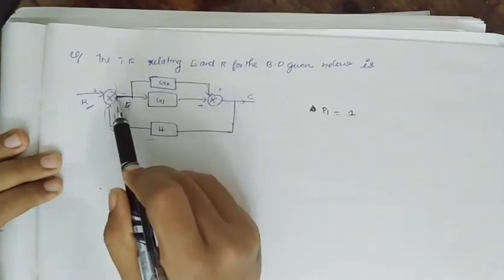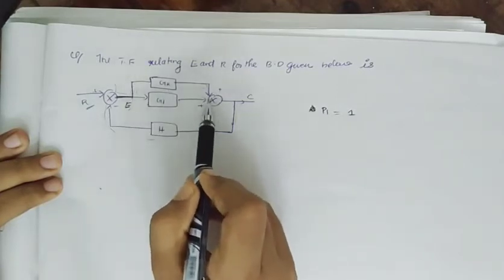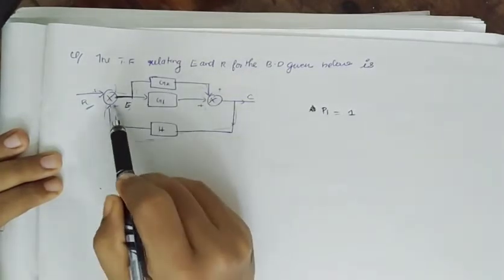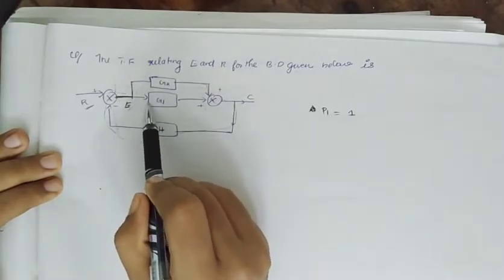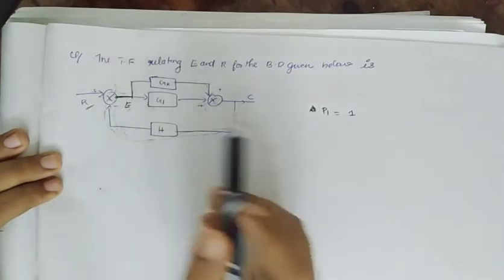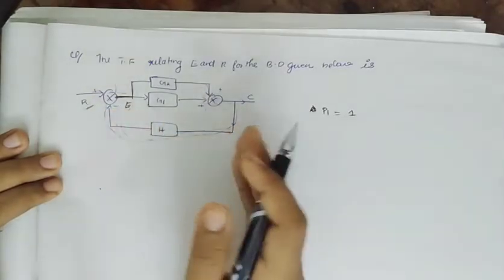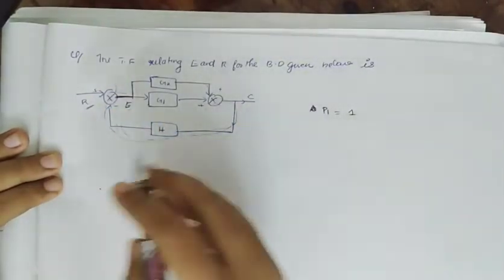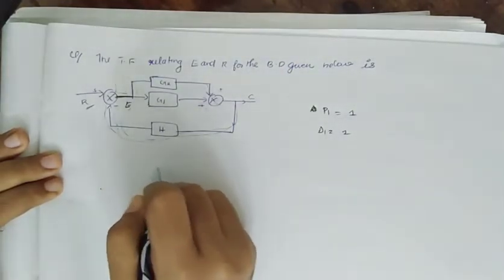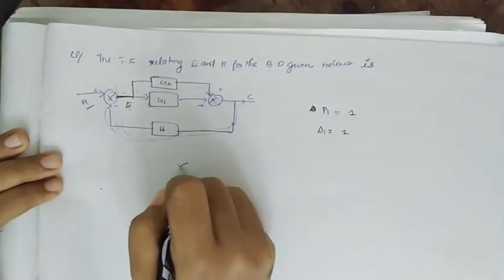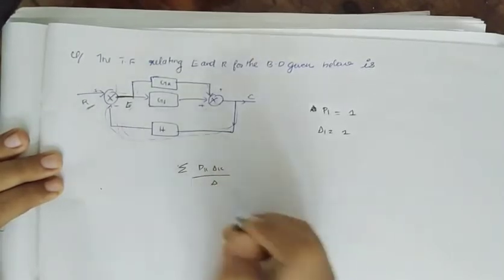This loop, starting from here, G2, then H, then again coming here. The next loop is G1, H, okay? There are two loops and both are touching our forward path. So delta 1 is equal to 1 only, okay? So now writing the transfer function, it is equal to Pk delta k divided by delta.